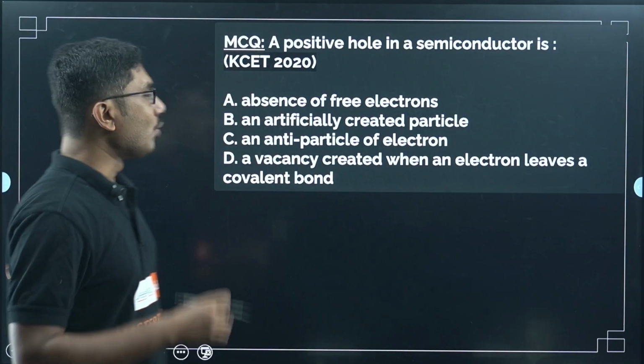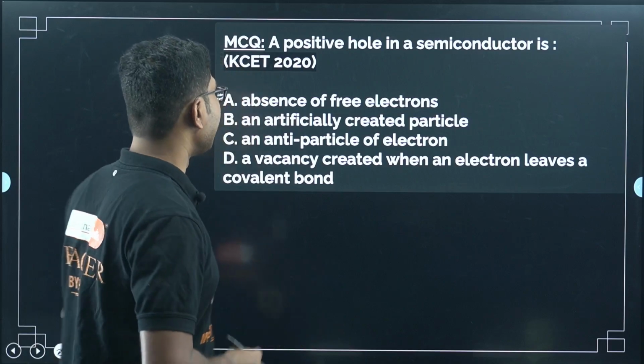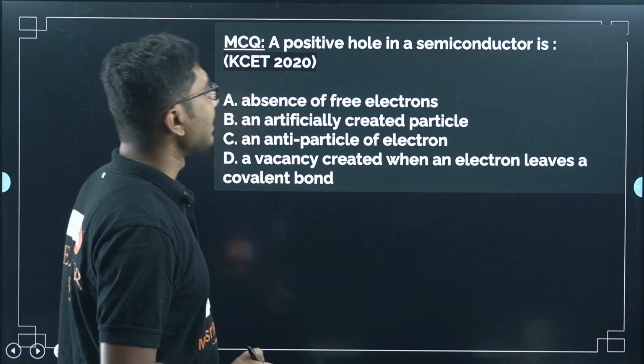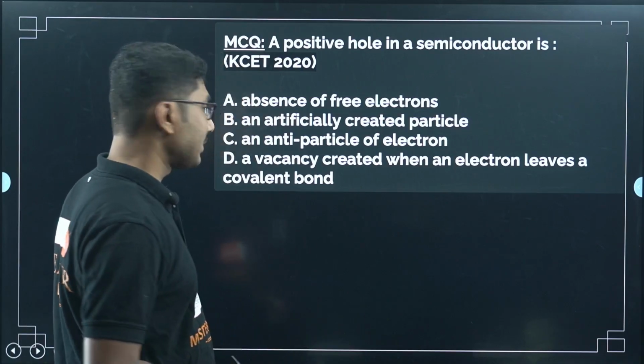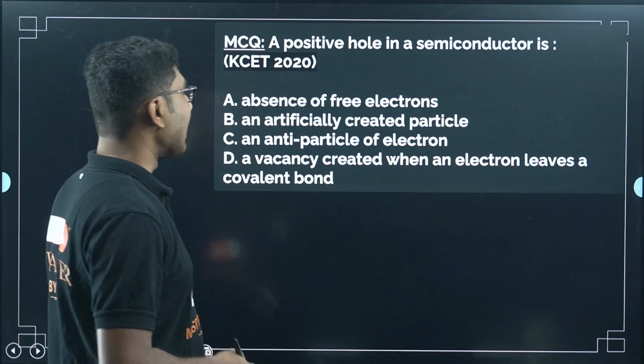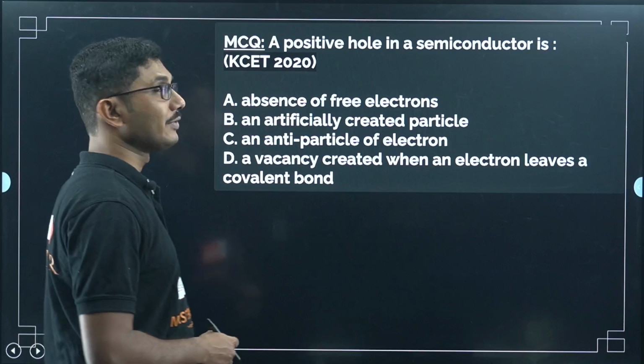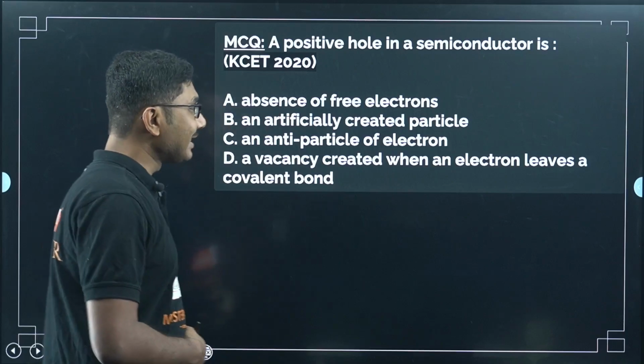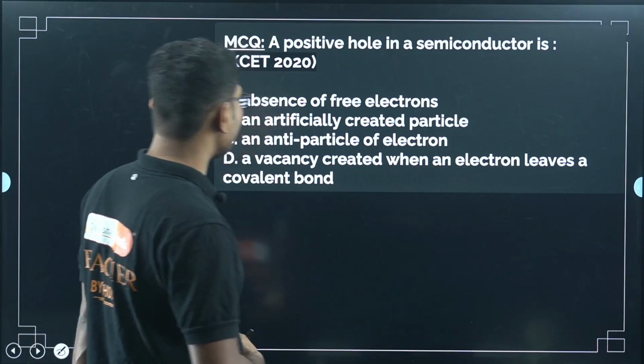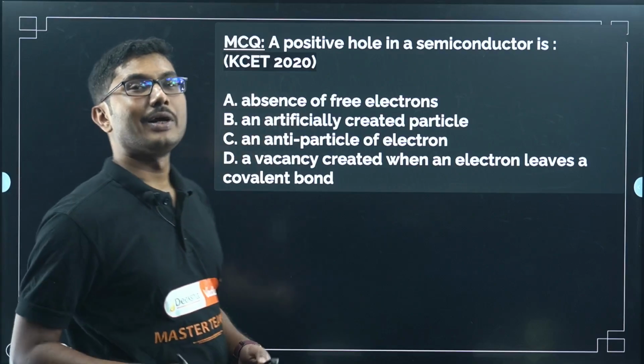Let us look into one question that came in 2020. A positive hole in a semiconductor is the absence of free electrons, an artificially created particle, an antiparticle of electron, a vacancy created when an electron leaves a covalent bond. Now you say what is the correct answer?